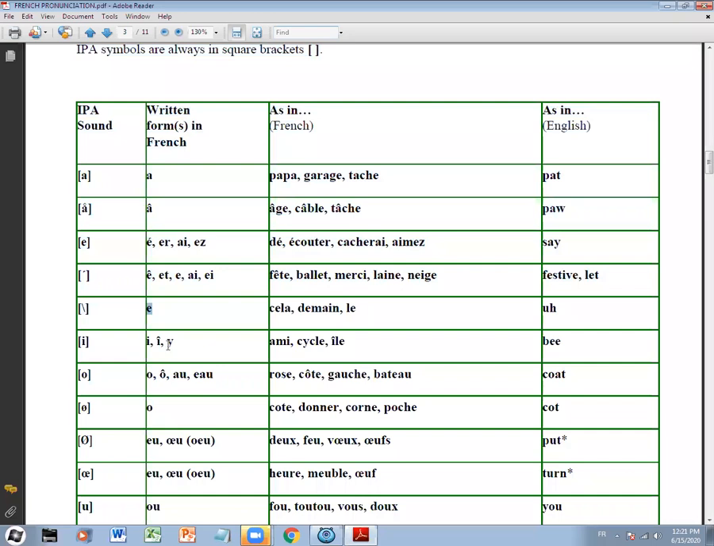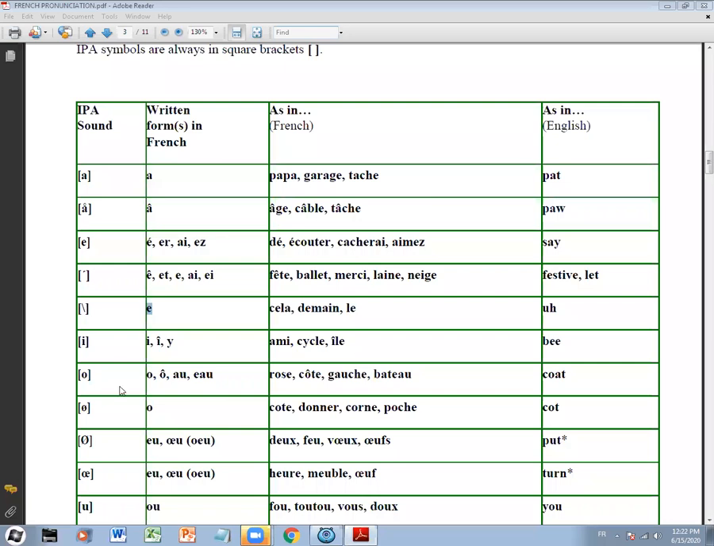Then you can see we have got E and Y. They're pronounced the same. So we say ami, cycle, il. Now finally the screen is here. So I've said, just like we say A, E, I, O, U, so I've said E, Y. They play the same role as letter E in French. So we say ami, cycle, il.